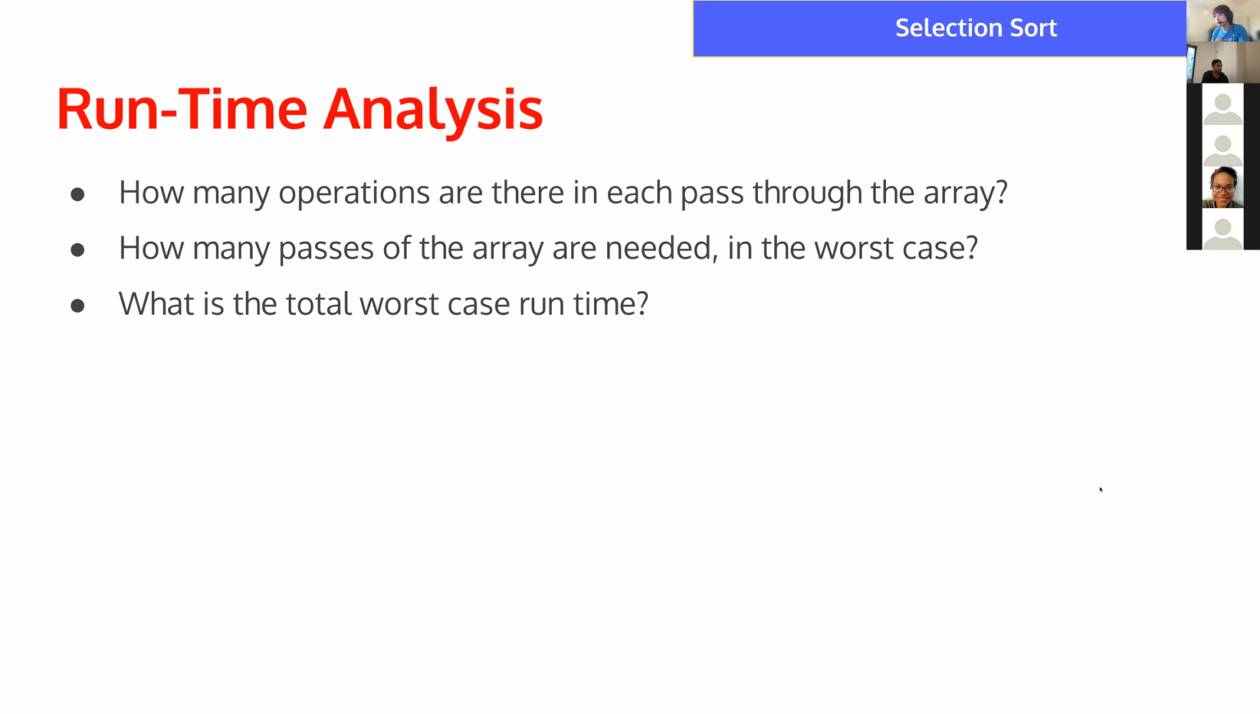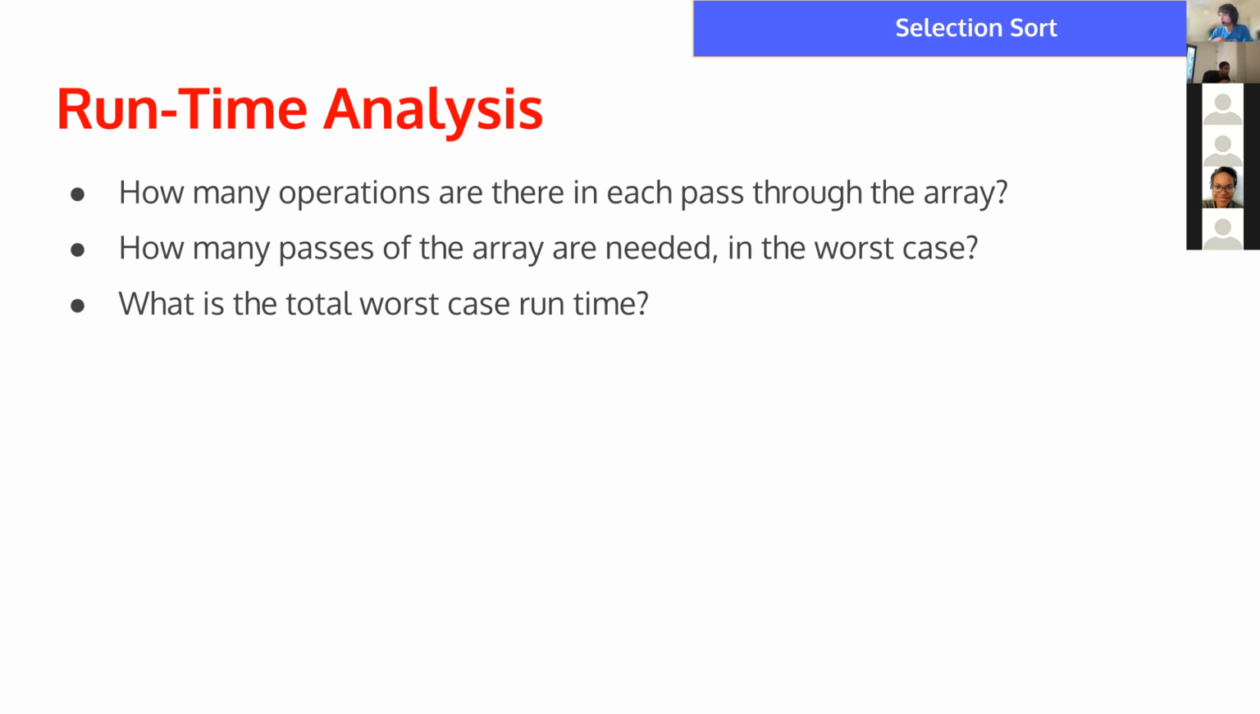So to analyze the runtime, I think there are 3 questions that can help us think about it. First, how many operations are there in each pass through the array? Initially, we're going to try to find the very smallest element in the array and put that to the front. We're going to search through the entire array and find the smallest one. What would be the big O of that operation?